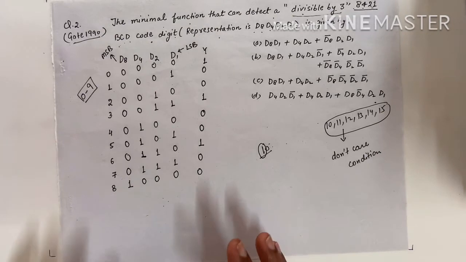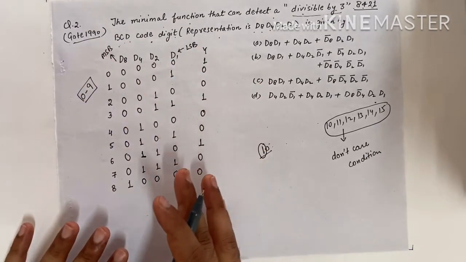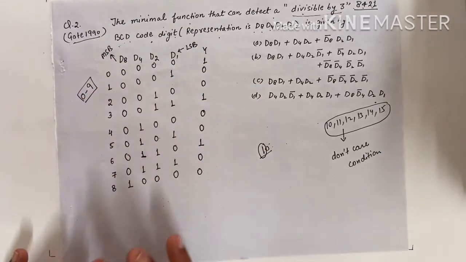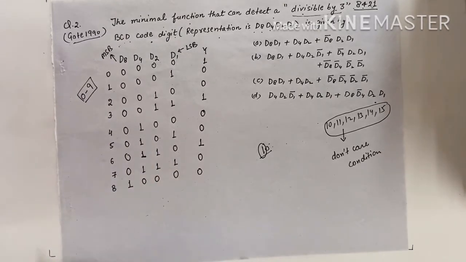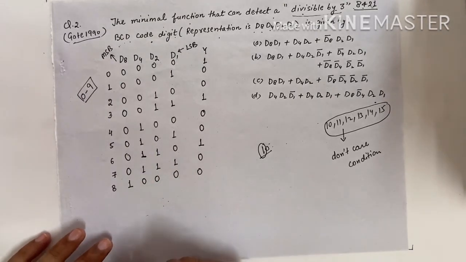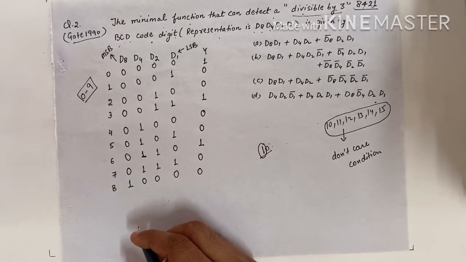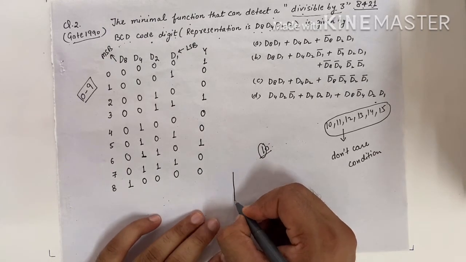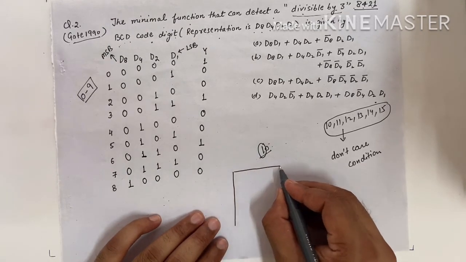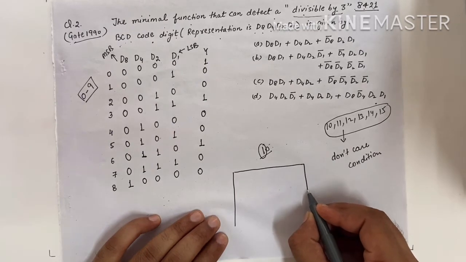Okay, but in the GATE exam we don't need to draw the truth table. Now we have to draw the K-map. How many variables are there in the K-map? 4 variables. Then we have to draw a 4 variable K-map. So the 4 variable K-map is in this way. We have to draw the 4 variable K-map.